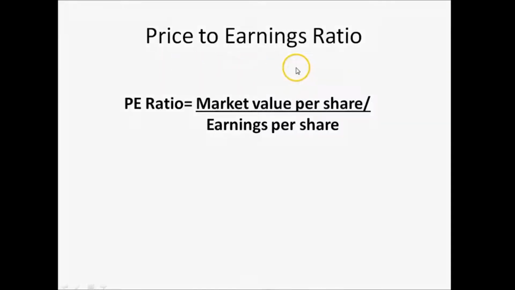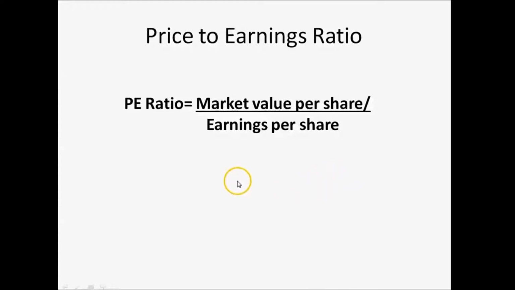Price to earnings ratio. It's a very important ratio. It measures the value of a company by dividing the market value, the market price per share, by the earnings per share. It indicates how much an investor is willing to invest in a company. For example, how many dollars an investor is willing to invest in a company to get $1 from that company. It indicates what you are investing against what you're getting.